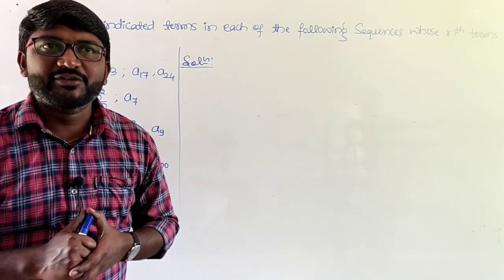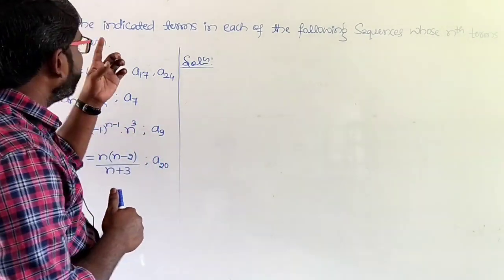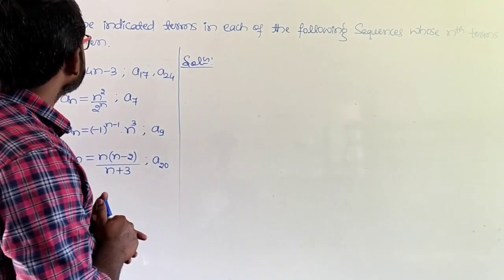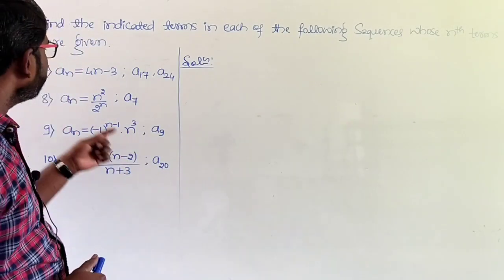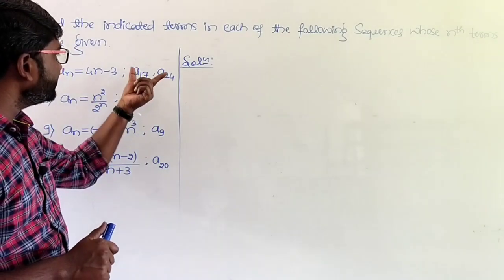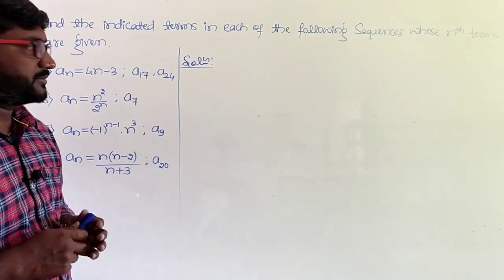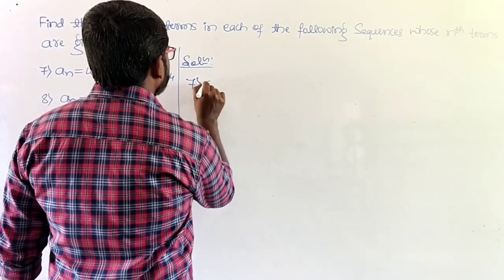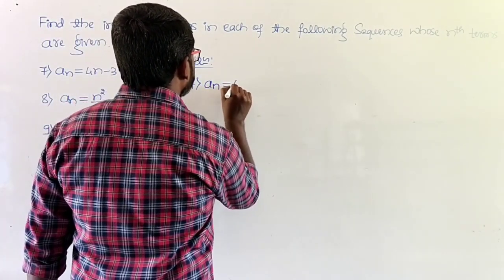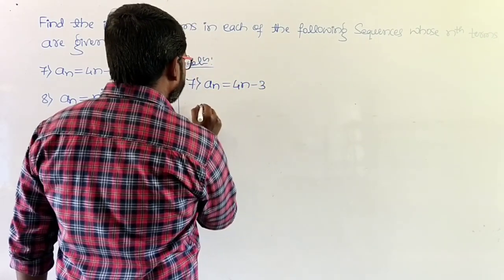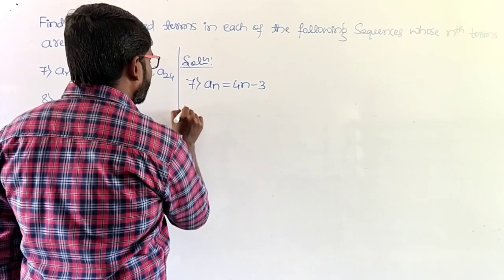Well, let us move on to the next set of questions. Find the indicated terms in each of the following sequences whose nth terms are given. So here, from 7 to 10, he has given the nth term and we will have to find these indicated terms. So let me solve the seventh one. a_n is equal to 4n minus 3. Then we'll go for a17 now.